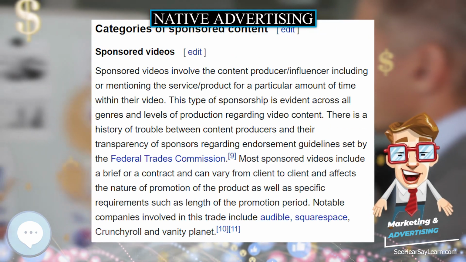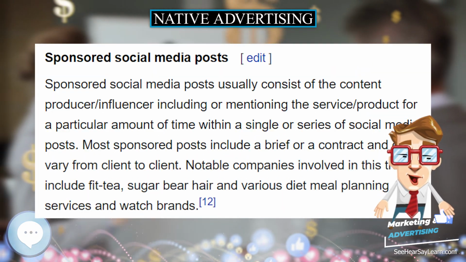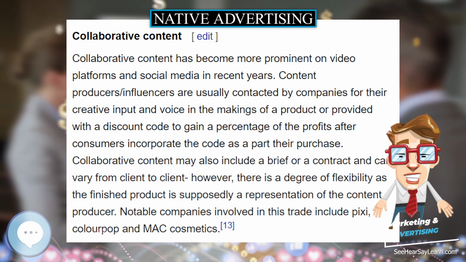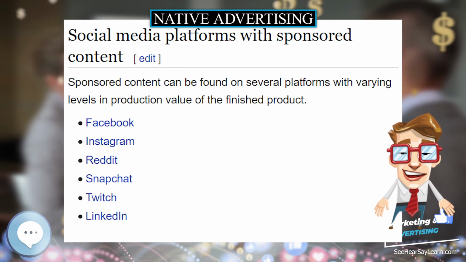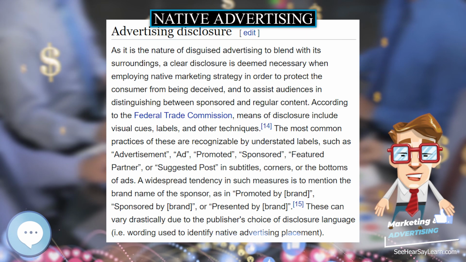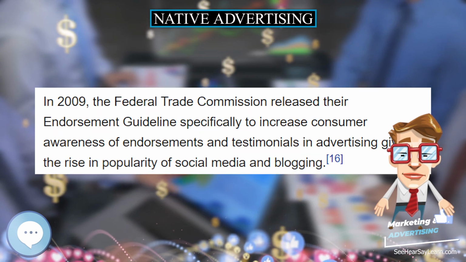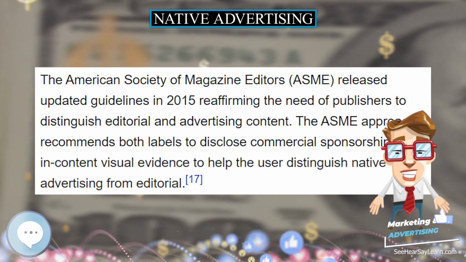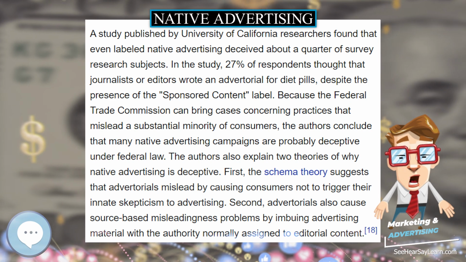In 2009, the Federal Trade Commission released their endorsement guidelines specifically to increase consumer awareness of endorsements and testimonials in advertising given the rise in popularity of social media and blogging. The American Society of Magazine Editors, ASME, released updated guidelines in 2015 reaffirming the need of publishers to distinguish editorial and advertising content. The ASME approach recommends both labels to disclose commercial sponsorship and in-content visual evidence to help the user distinguish native advertising from editorial.